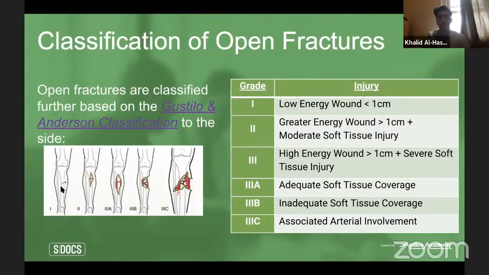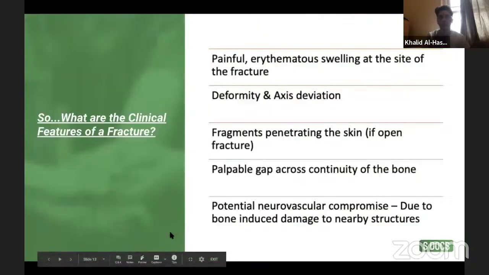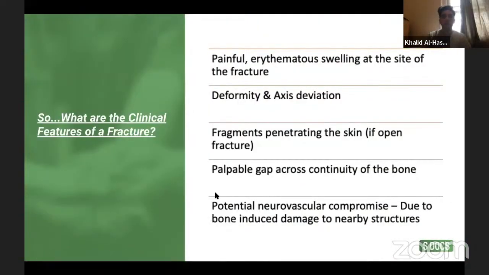This is not to say that grade 1 is not serious. It is still an open fracture at the end of the day. So, what are the clinical features of a fracture?